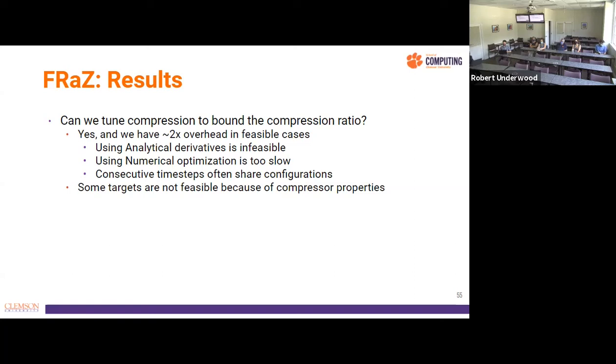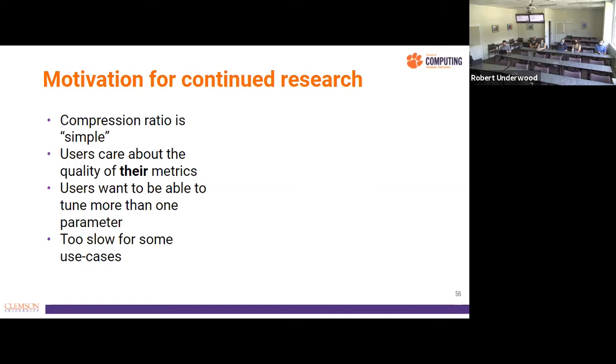Additionally, we found that some targets are not feasible because of properties specific to particular compressors. But there's a motivation for continued research here. One, compression ratio is a relatively simple metric, and users actually care about the quality of their metrics. They care about the image quality metrics that they use on a regular basis. They care about the statistical inference test p-values that they're computing upon their data. They want these kinds of results to be preserved, and they need tools to be able to do that.